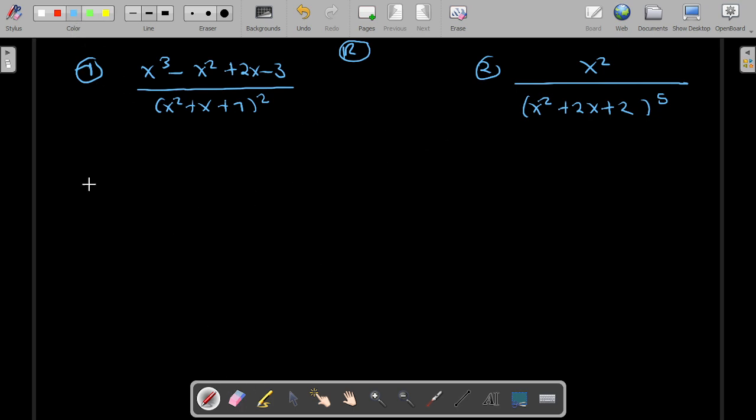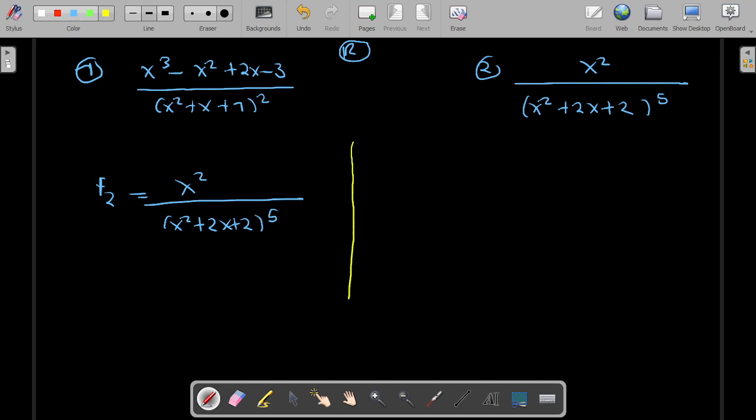Now you can call it anything you want. Now this is going to be f2. Now this is going to be x squared, and then divided by x squared plus 2x plus 2, to the power 5, like so. That is what we have. Now here we have to rely on our friend, the Euclidean algorithm.